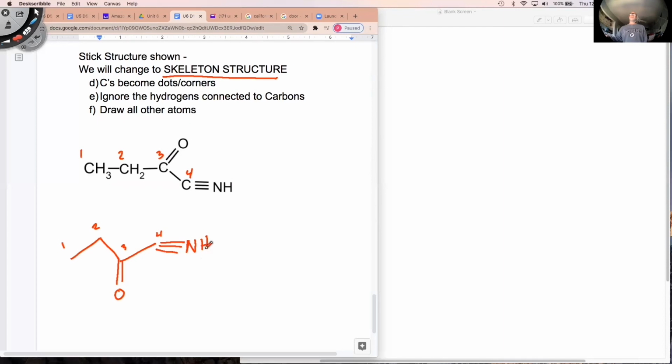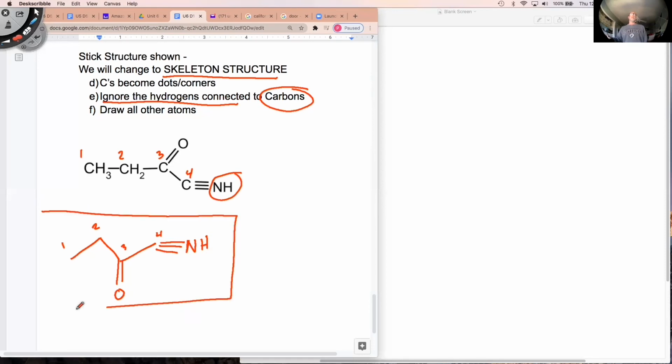Wait a second, Mr. P, why are you drawing that H? Because the rule says ignore hydrogens only if they're connected to carbons. And this hydrogen is connected to a nitrogen, so we're going to draw it. Ladies and gentlemen, this would be the skeletal structure. All right, I'll do one more example with you and then let you go.